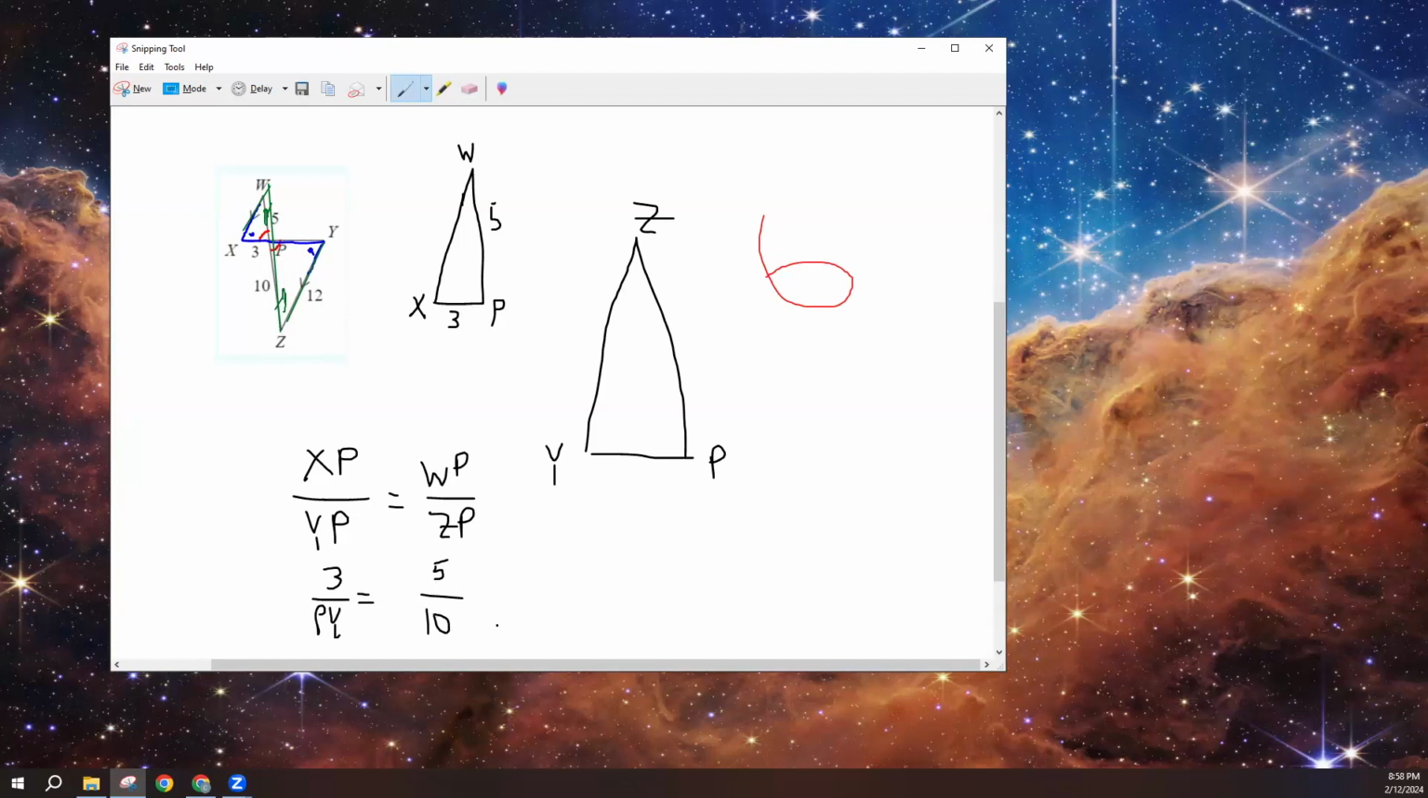So now we can rearrange this, do a little cross multiply once again. So if I move this to the top, move the 5 down to there, we're going to get 3 over 5 equals PY over 10. And then move this up here. I'm going to get 30 over 5 equals PY. We don't need this here.